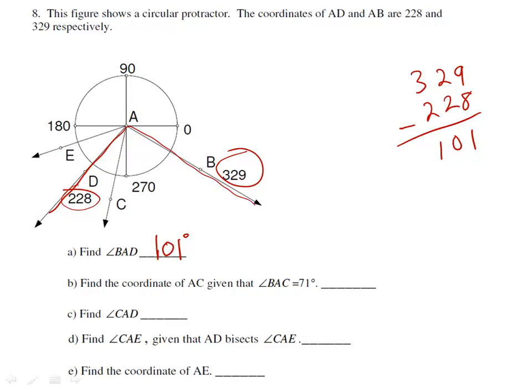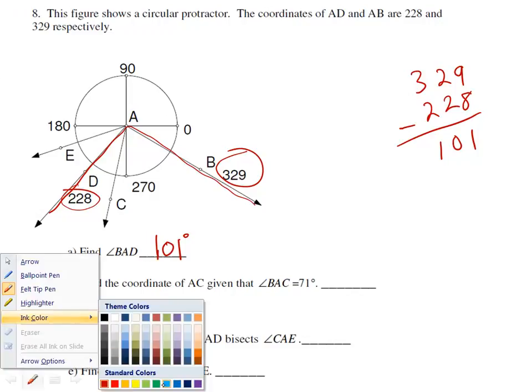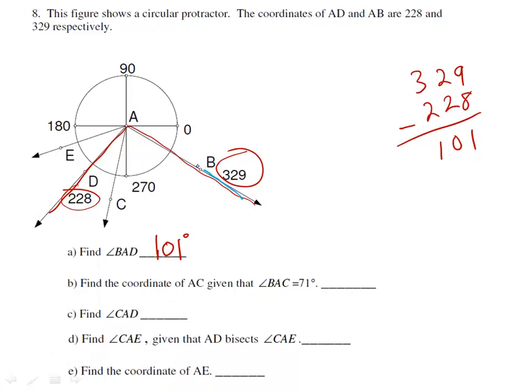Then, part B says, find the coordinate of AC, given that angle BAC is 71 degrees. So, let's see where angle BAC is. Here's BAC. Okay, so they're saying that it is 71 degrees. So, if we take the 329, which is the coordinate on the other ray of the angle, and subtract 71, that's the measure of this angle, we get 258.